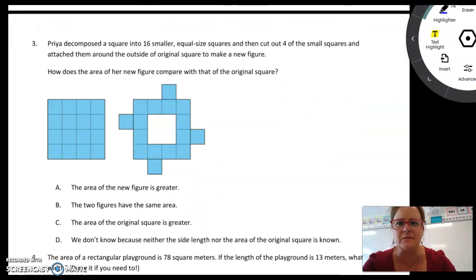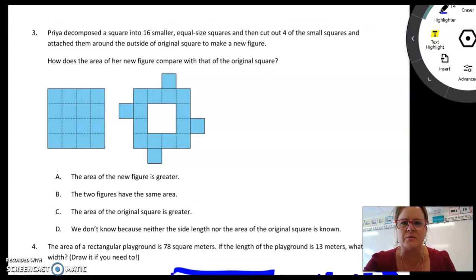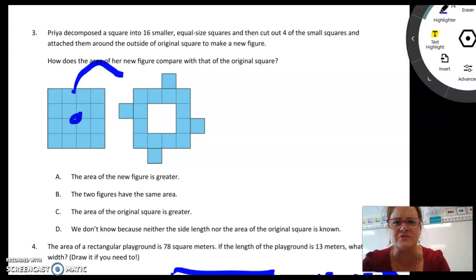All right, let's go to number 3. Priya decomposed this square right here into 16 smaller units. So she took this apart and then she decomposed it into this. And then she took 4 of the squares out of the middle and put them around the side. We're to look at these answers, A through D, and decide which of these is true. So how does the area of her new figure compare with the area of the original?